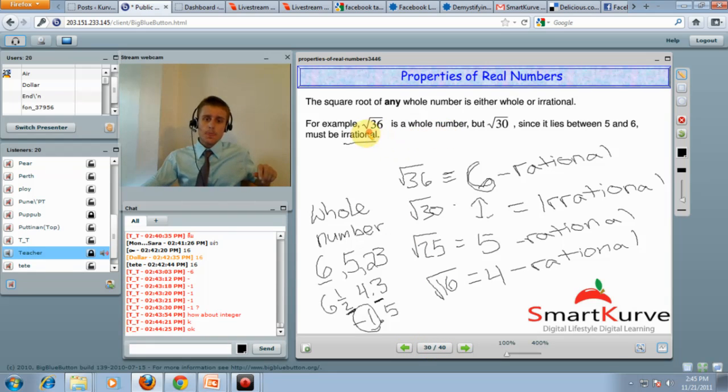So again, for example, root 36 is a whole number, but root 30, since it lies between 5 and 6, must be irrational. For the square root of any whole number is either whole or irrational. So the root of 36 is 6. It is a rational number. However, the root of 40 would be an irrational number. It is not a whole number. The next root to be a whole number. Does anyone know what the next root that is a whole number is?